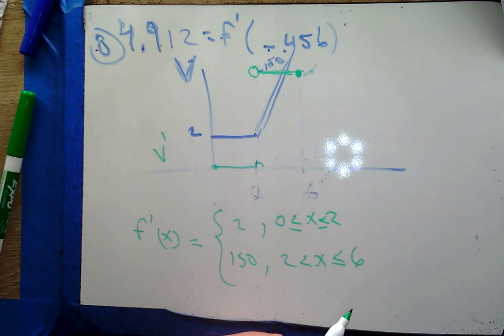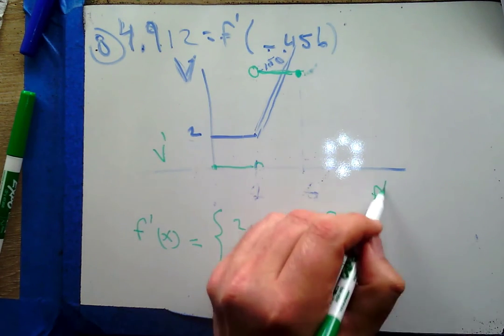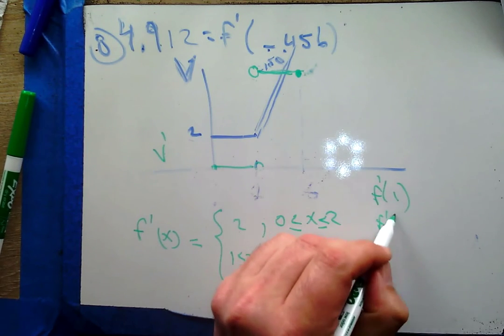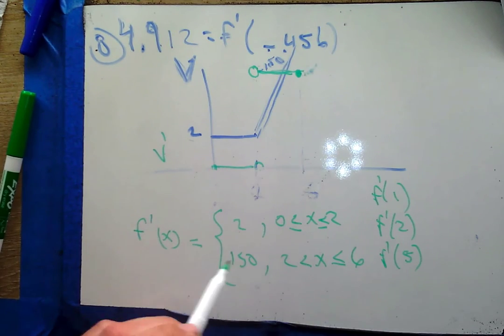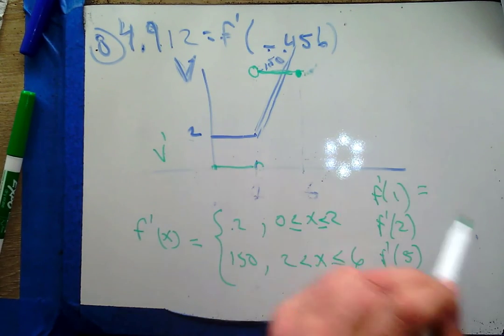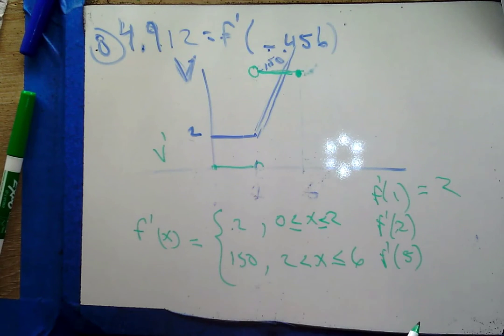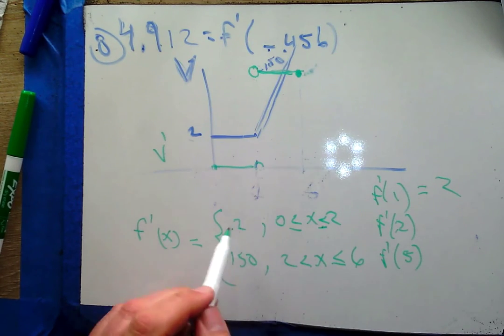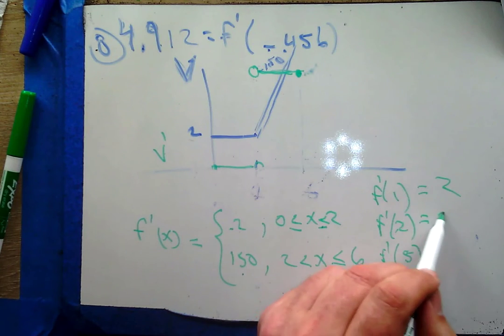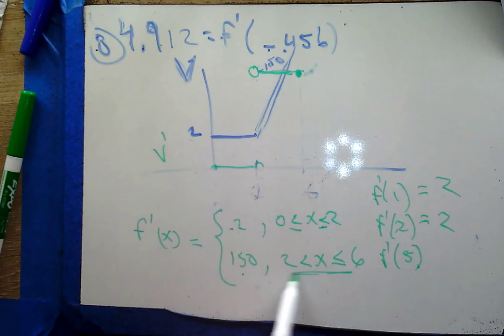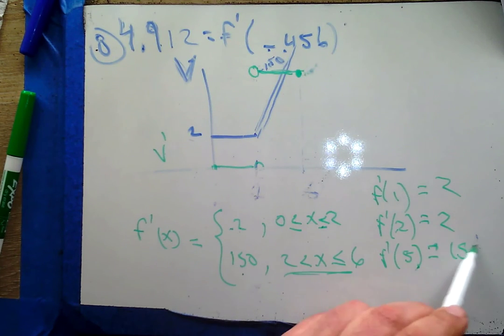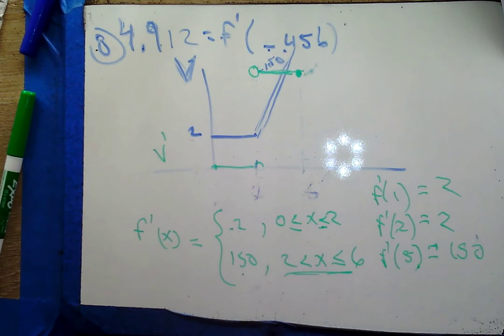All right, E. What is the rate of change at 1 year, 2 years? So we want f prime of 1, f prime of 2, and f prime of 5. Well, f prime is a constant, 2. At time equal to 2, we're included here, not here. So I get 2, and f prime of 5 is on this interval here, so I get 150. And are we supposed to include units? Nope, just the rate of change.